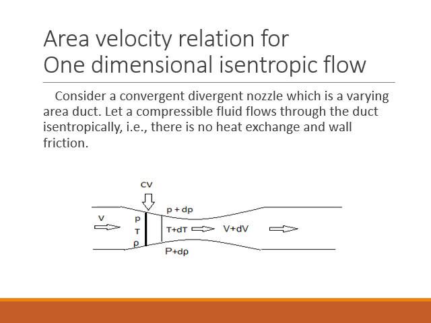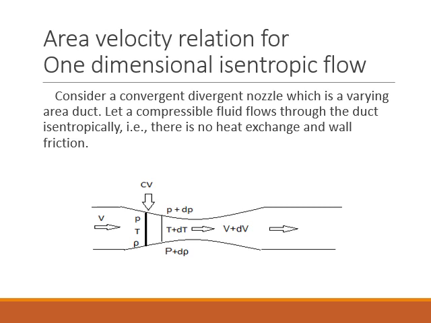The most important factor which tends to produce continuous changes in the state of the flow stream in such fluid flows is changes in the cross-sectional area of the duct. Here we will discuss the area velocity relation for one-dimensional isentropic flow and will try to arrive at a meaningful relationship between them.